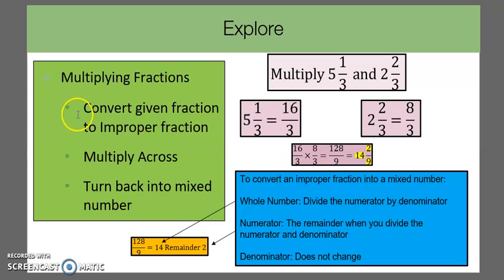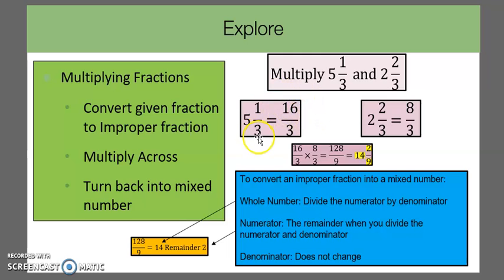When we're multiplying fractions, we want to convert given fractions to improper fractions. In other words, we don't want a whole number on the outside; we just want a numerator and denominator. When converting mixed numbers to improper fractions, we take the given denominator and write it across. To find the new numerator, we multiply the denominator by the whole number and add the numerator to get the number on top.